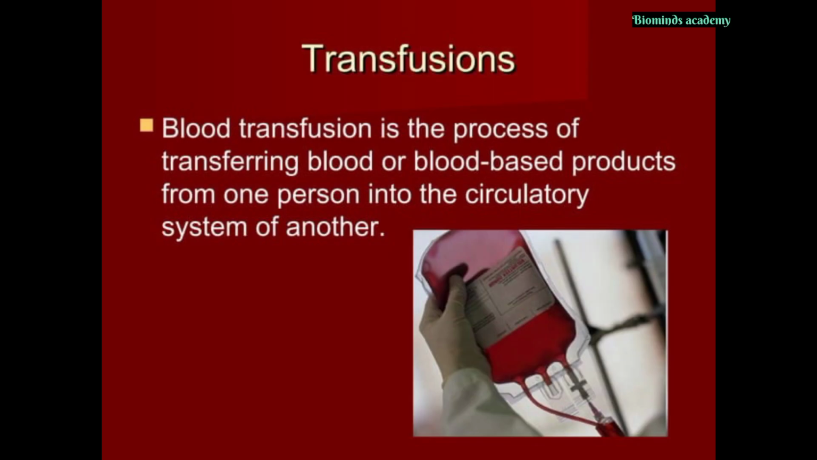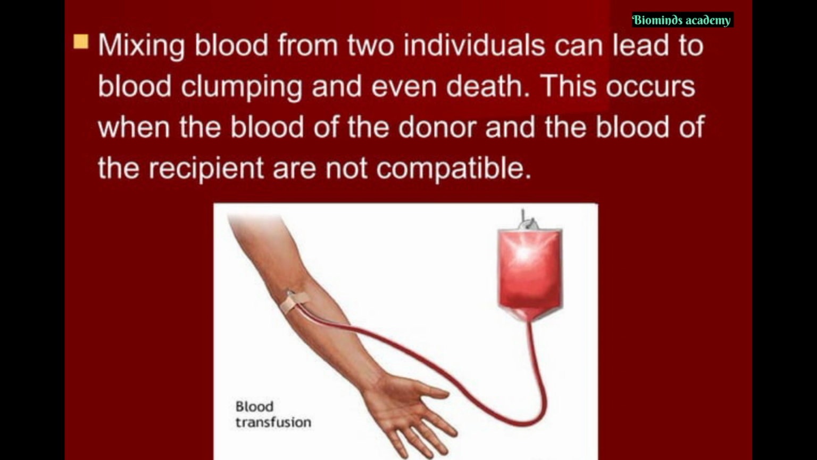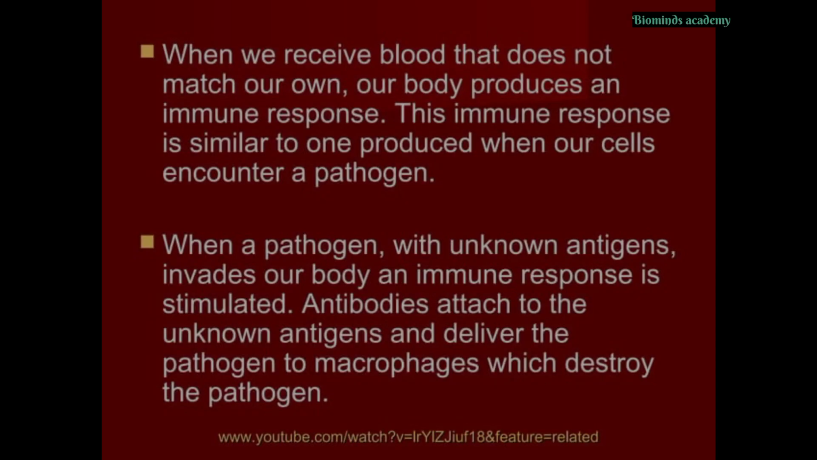Let me tell you about transfusions. Blood transfusion is the process of transferring blood or blood-based products from one person into the circulatory system of another person. Sometimes mixing blood from two individuals can lead to blood clumping or even death. This occurs when the blood of the donor and the blood of the recipient are not compatible. So blood groups and typing are very important here.